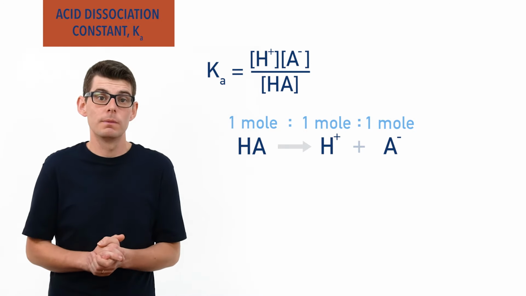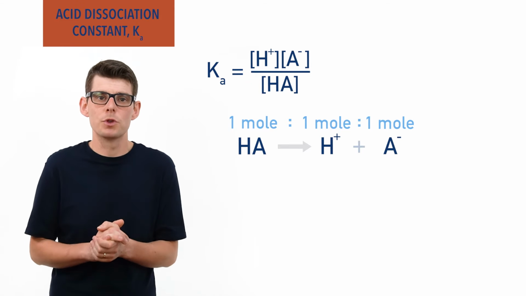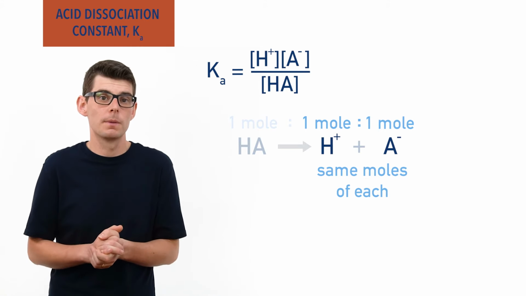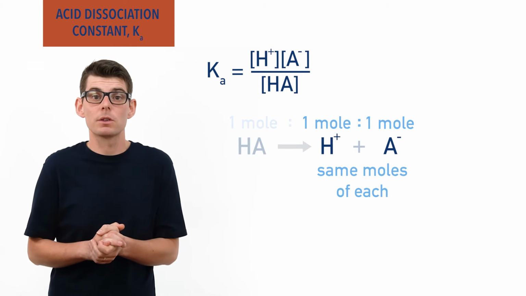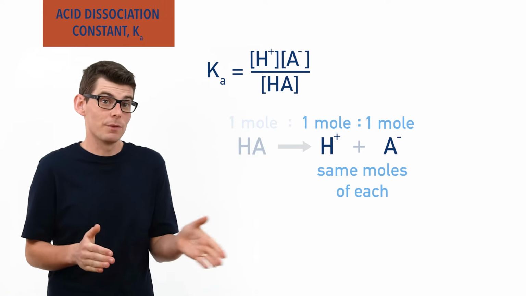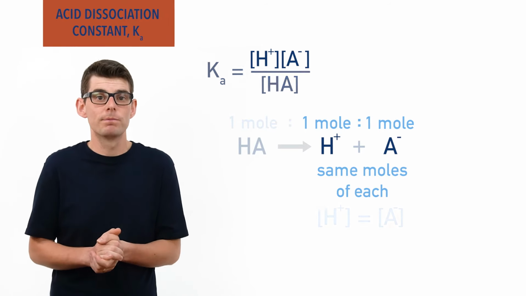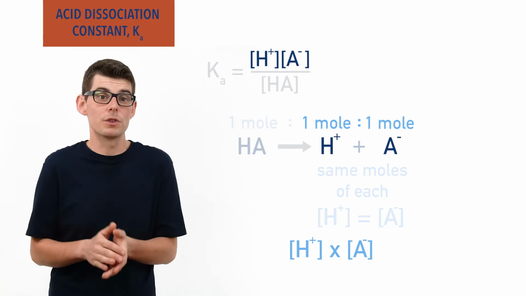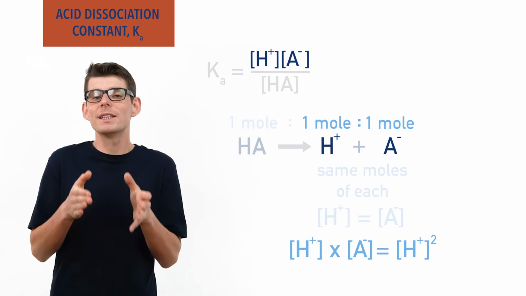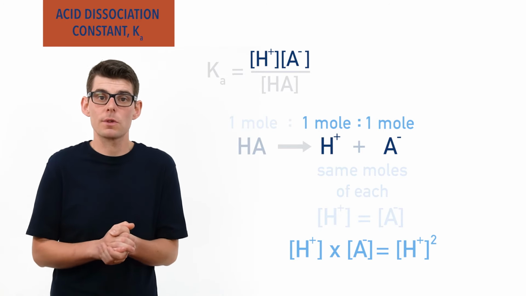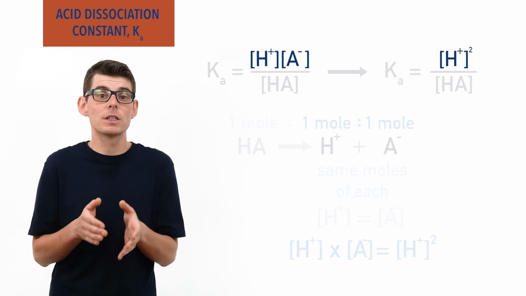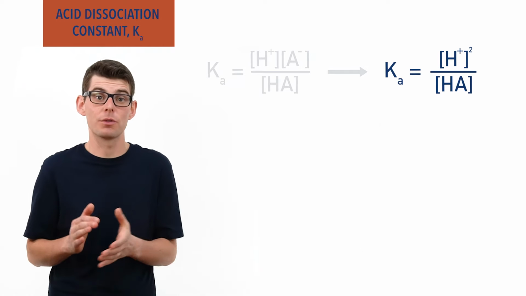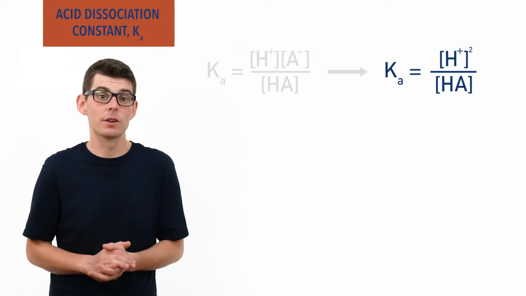The moles of H+ ions produced from the dissociation will be the same as the moles of A- produced. This means the values for H+ concentration and A- concentration in the Ka expression become the same, meaning when multiplied together they give the same value as H+ concentration squared. We can now substitute H+ concentration squared into the expression instead of H+ and A- concentration. Now Ka equals H+ concentration squared divided by HA concentration.